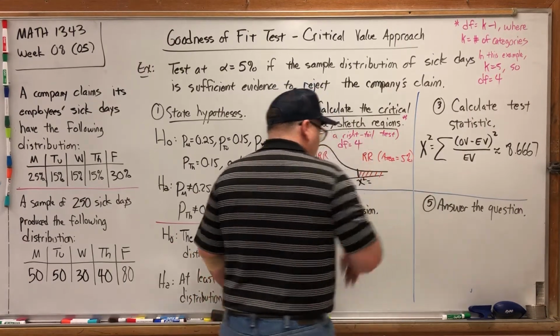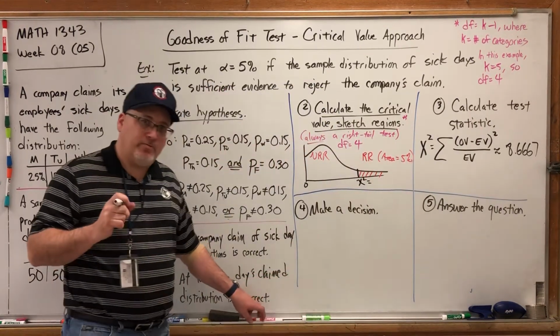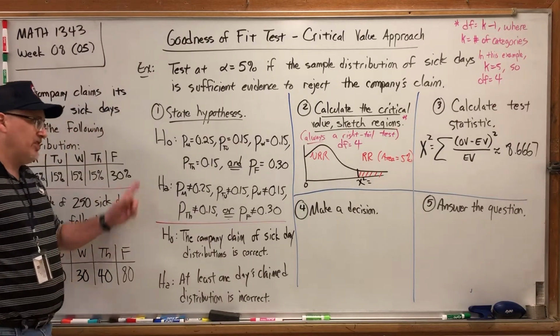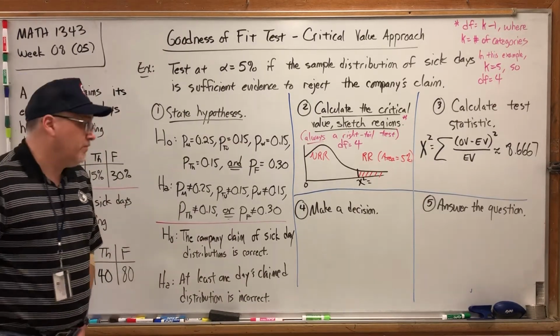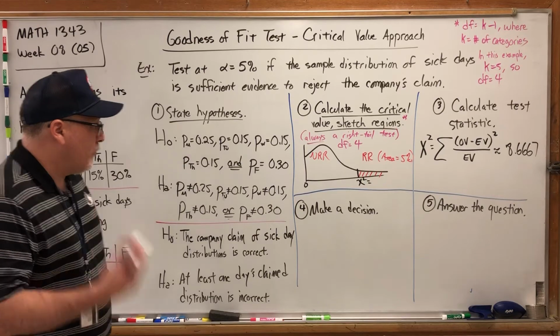It's a pretty easy calculation. You just have to remember that k is the number of categories, which is always the same as the number of proportions that we're testing. All right, so we go to the 4 degrees of freedom.